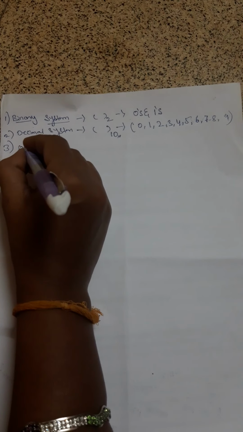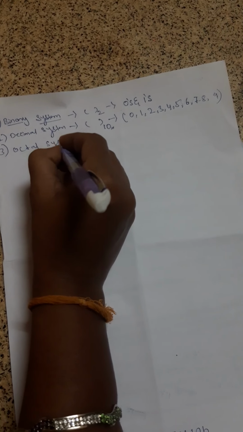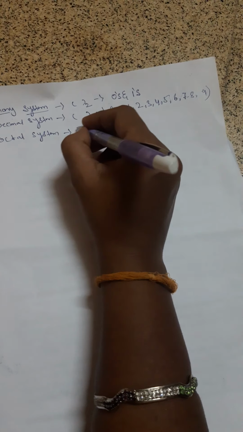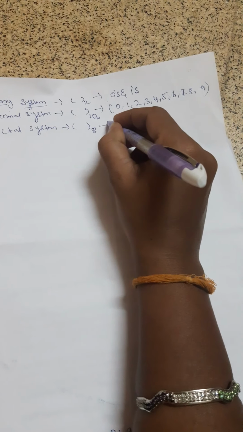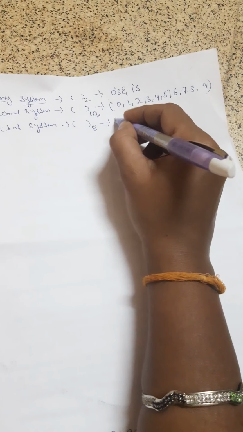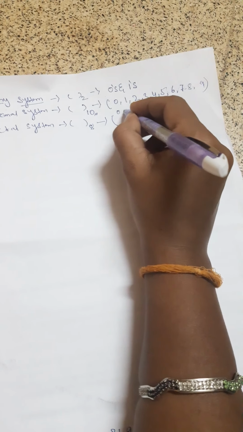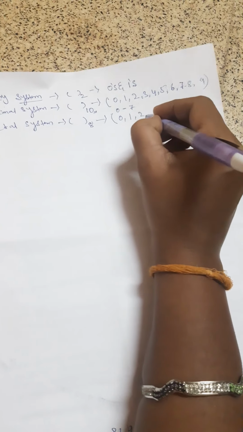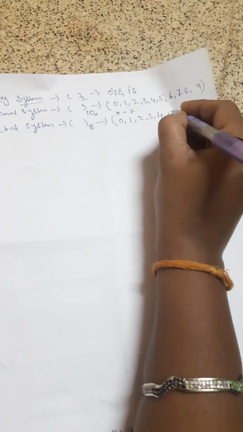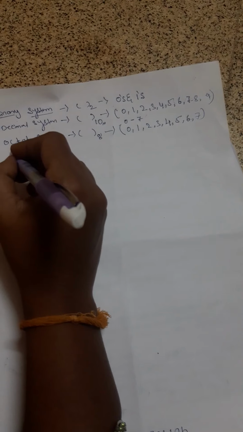The third one is the octal system. In the octal system, the base is 8. How will it be represented? It will be represented from 0 to 7. That means 0, 1, 2, 3, 4, 5, 6, 7. This is the octal system.